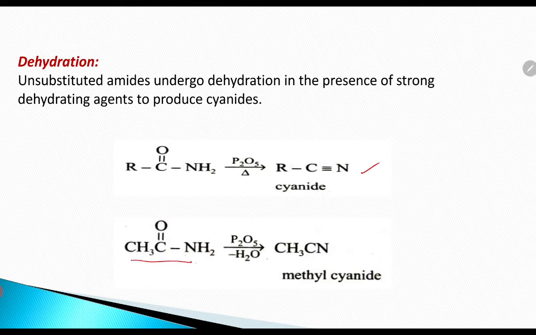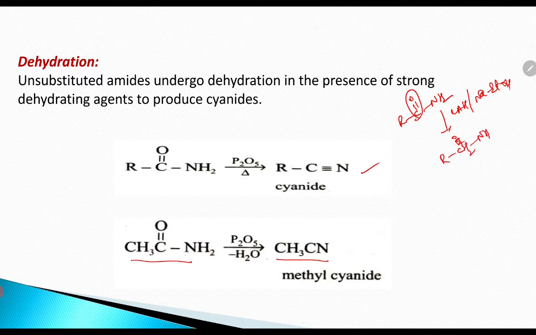Suppose, for example, acetamide on dehydration is giving rise to methyl cyanide. Next, we have some more reactions, that is, reduction of amides. If amides on reduction with lithium aluminum hydride or sodium and ethyl alcohol give rise to primary amines. That is, C double bond O is converted to a CH2 group: RCONH2 is converted to RCH2NH2. So, amides on reduction give rise to primary amines.